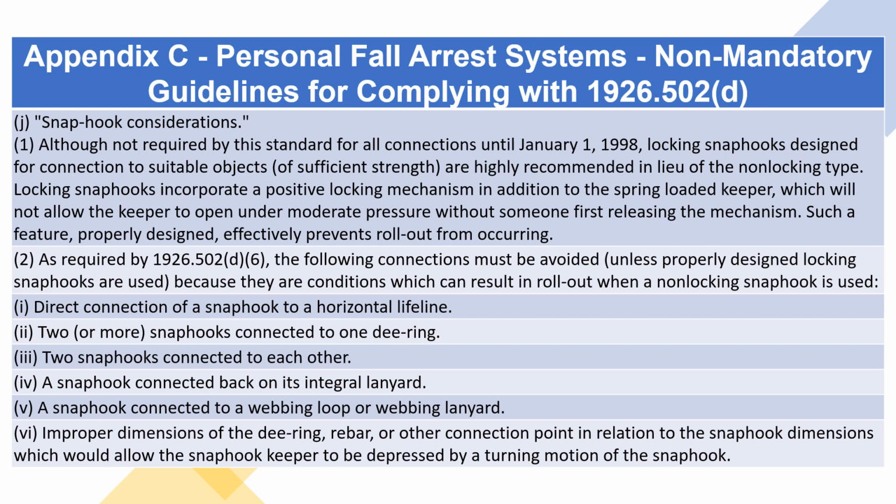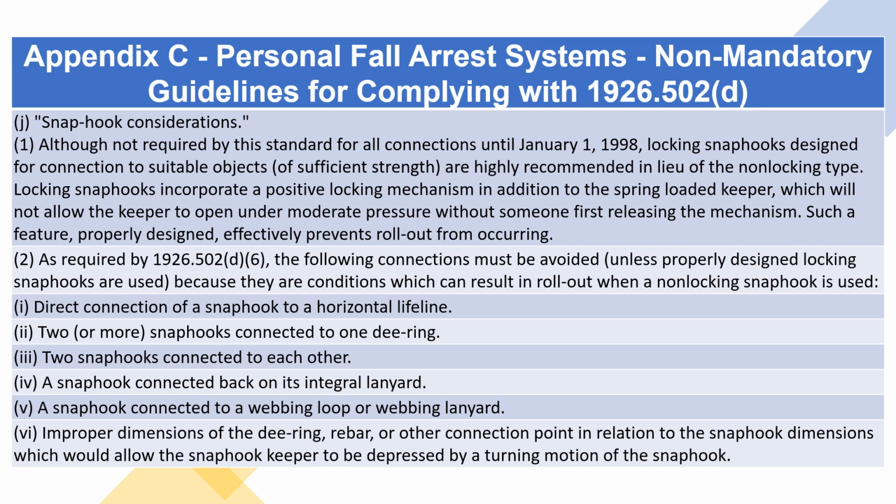2. As required by 1926.502 D6, the following connections must be avoided unless properly designed locking snap hooks are used, because they are conditions which can result in rollout when a non-locking snap hook is used. 1. Direct connection of a snap hook to a horizontal lifeline. 2. Two or more snap hooks connected to one D-ring. 3. Two snap hooks connected to each other. 4. A snap hook connected back on its integral lanyard.